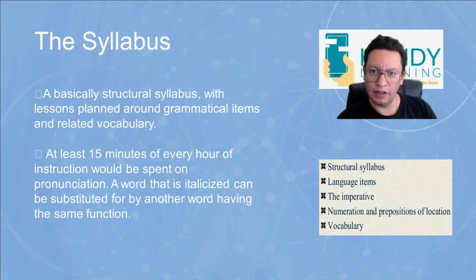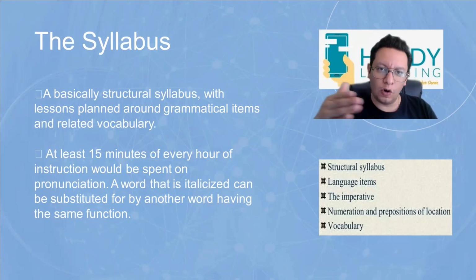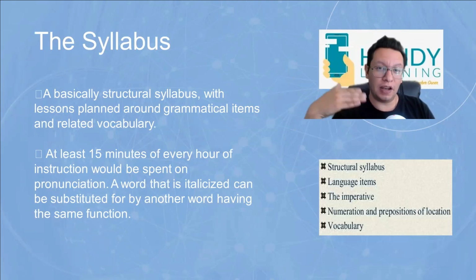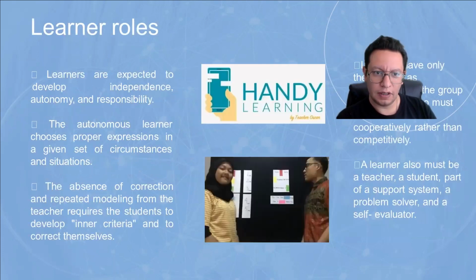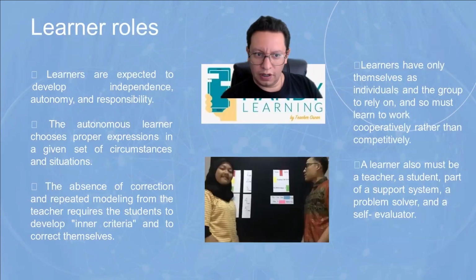In the silent way, it says there is a basically structural syllabus with lesson plans. There is an order to follow because all the material needs to be pre-planned and pre-selected so the teacher can lead the students in a better way. Okay, so that's basically what the syllabus is. The role of the learner.